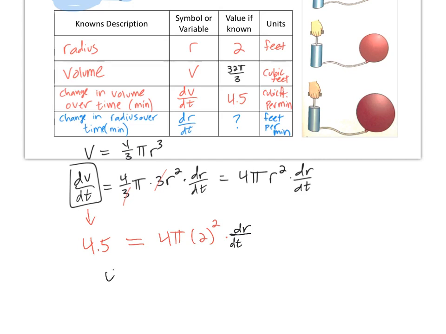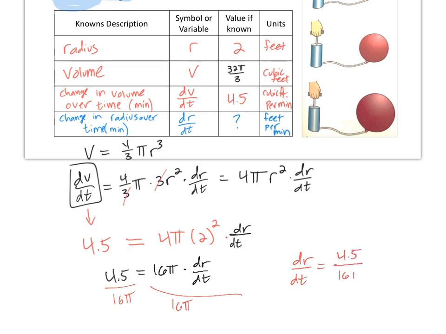So I have 4.5 equals 16 pi times dr dt. I'm going to divide both sides by 16 pi. I have dr dt is equal to 4.5 divided by 16 pi. And if you wanted to get really specific, I'm going to toss this into a calculator: 4.5 divided by 16 and pi.